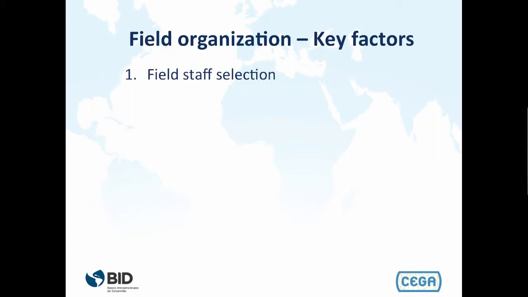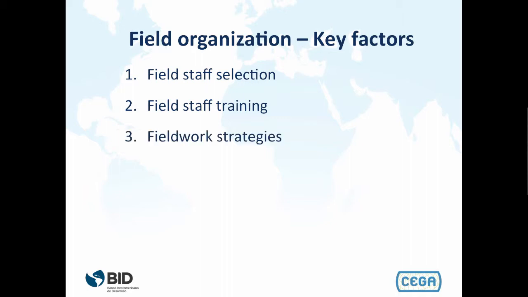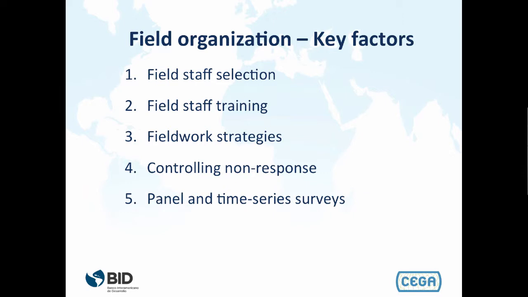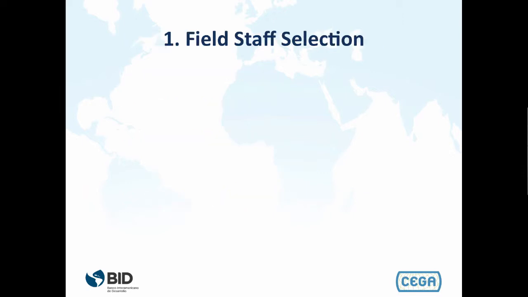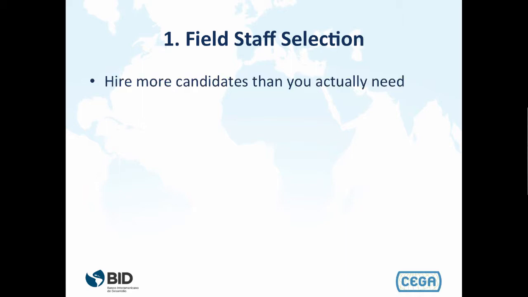So within field organization, we have a few topics to cover. First is field staff selection, and then field staff training, field work strategies, controlling for non-response, panel and time series surveys. So let's start off with field staff selection. Of course, just like any part of the process, it's a critical part of our field work.